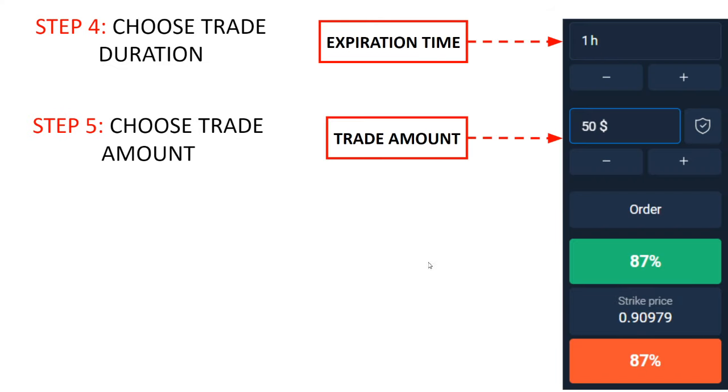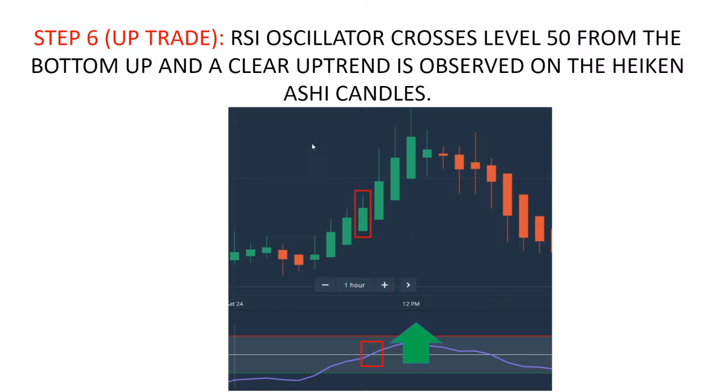Step three, and this was all on the left side of our platform, and now on the right side of our platform, we'll choose the trade duration, which is called the expiration time. We can see right here. As you recall, I just mentioned the expiration time. The duration time should be times 2 or times 3 the time frame that you are looking at. Step 5, in step 5, we choose the trade amount, which is right here. And we also discussed this on how to choose the right amount to start trading with. So once again, don't forget to check out the previous streams.